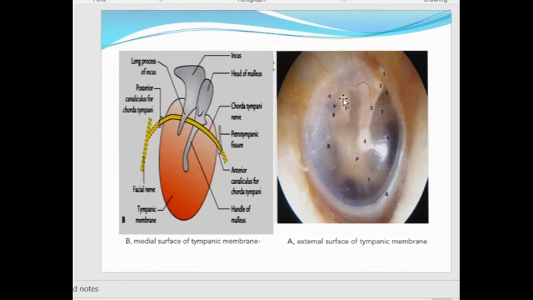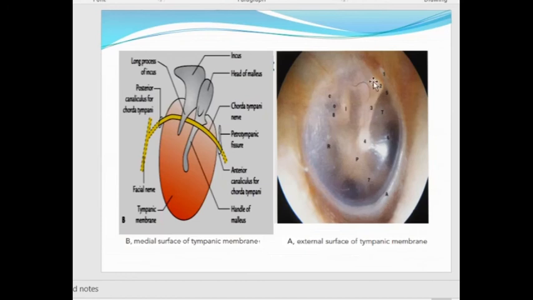The retraction pockets that will lead to the development of cholesteatoma, which we will talk about later in chronic otitis media, are found here. So here we see the incudostapedial joint, if the tympanic membrane is thin enough to see the incudostapedial joint.